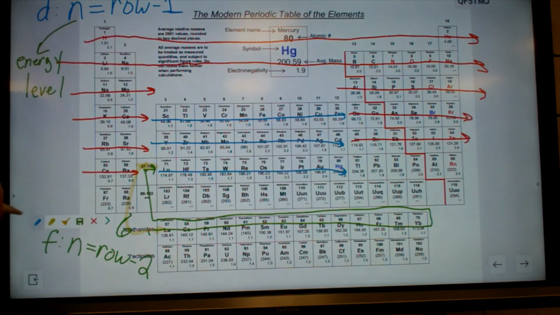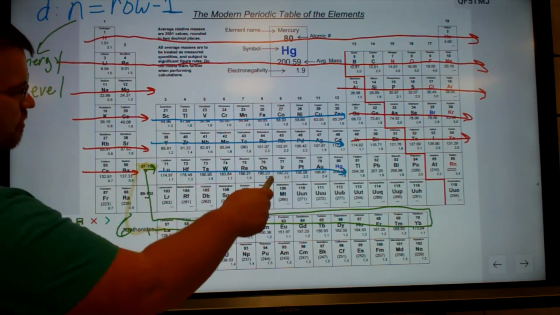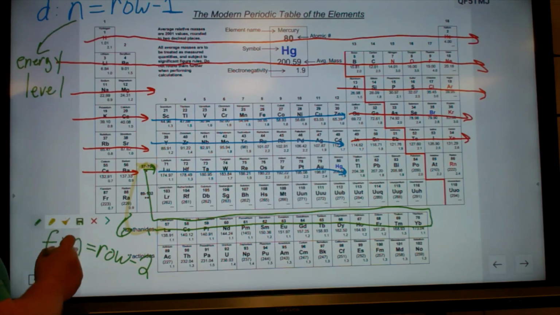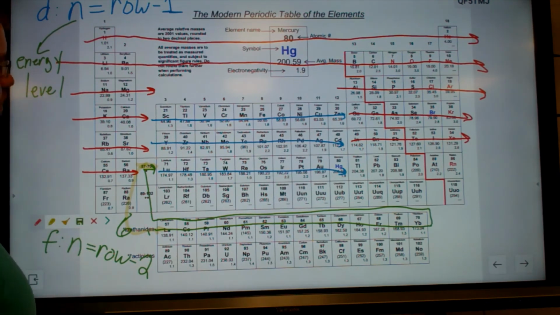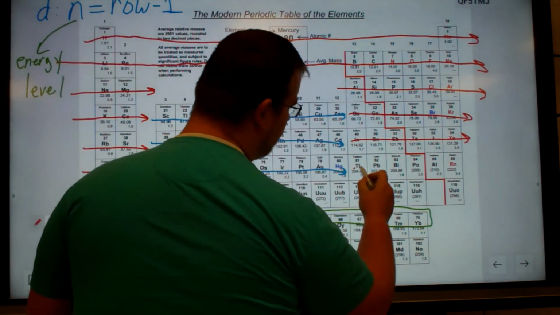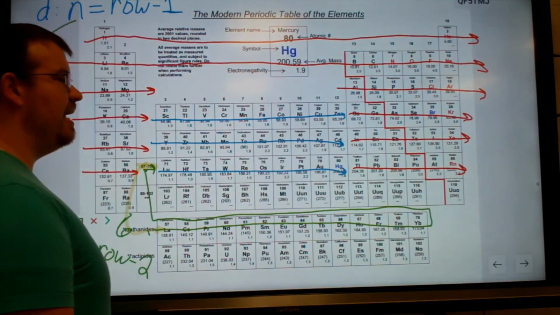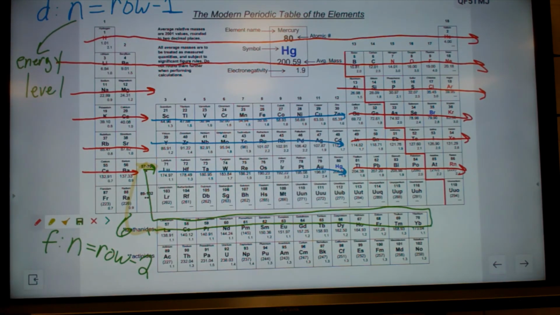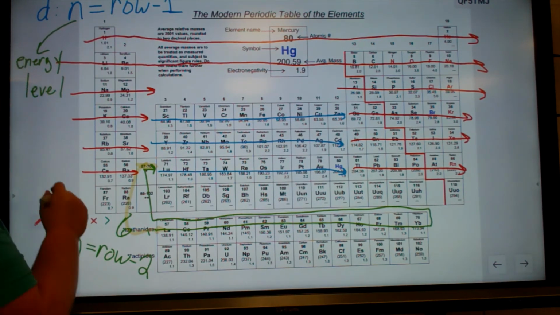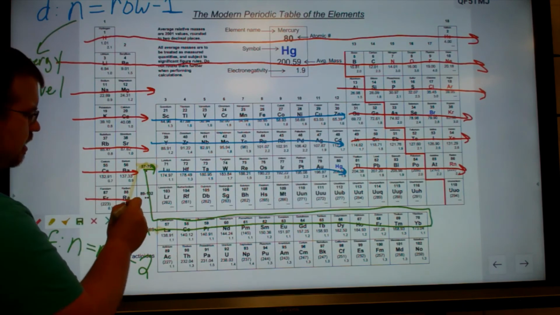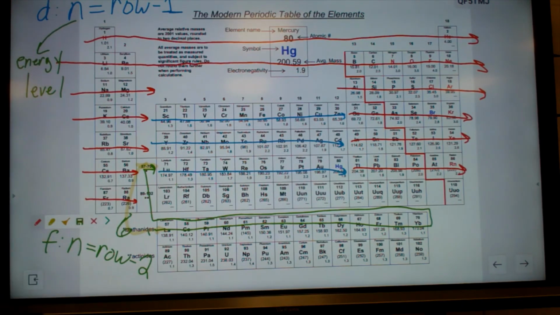5d10. Then we're going to break back into the p. For p, the energy level number is equal to the row. So 6p6. Then we jump back down here to the 7th row. The 7th row is, you guessed it, 7s2. Then we change it from there.